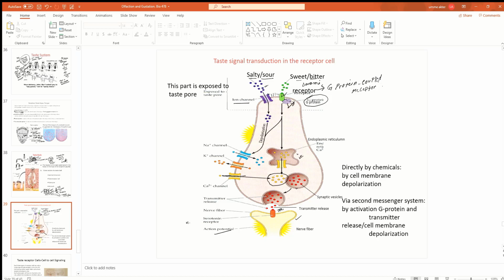Okay, so sour and salty directly by opening the ion channels, and sweet, bitter, umami by transduction through the receptors. Depolarization will occur due to influx of the chemicals, ions, that will open the sodium channel, potassium channel, as well as the calcium channel. So the main thing here is the release of calcium from the intracellular structure, as well as the influx of calcium. Calcium is important here to rupture the vesicles containing the neurotransmitter.